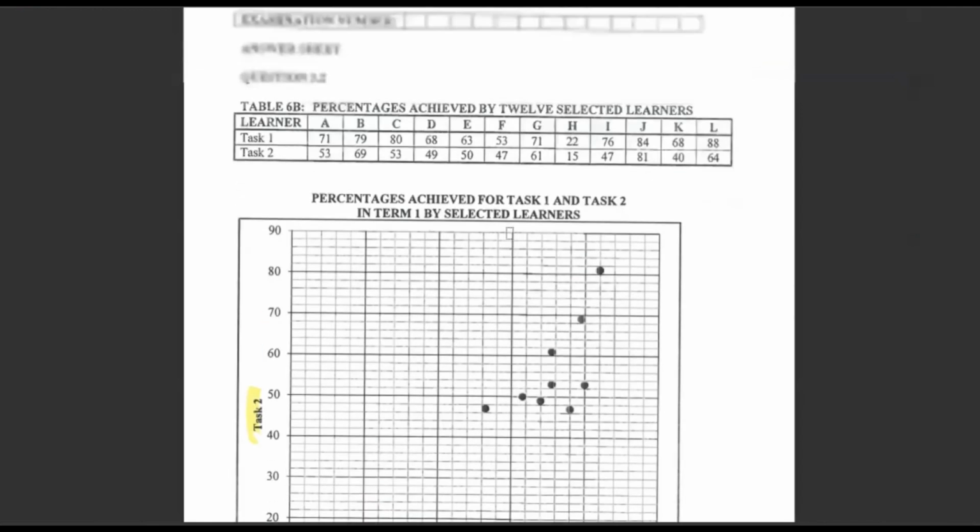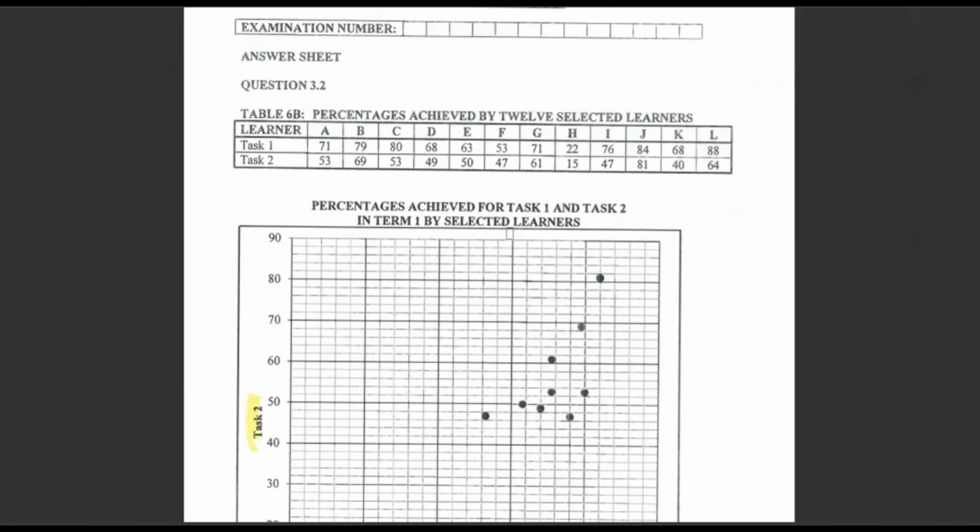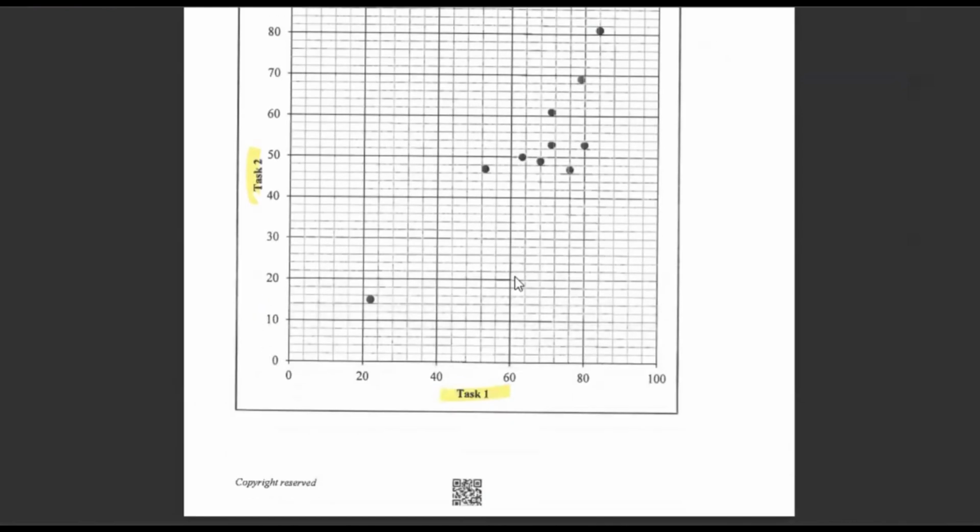We go to the table. We start with K. These ones are already plotted. There's nothing much, so we're only concentrating on these two. So it's 68 versus 40. 68 is below because it's task 1, and 40 is on this other side.